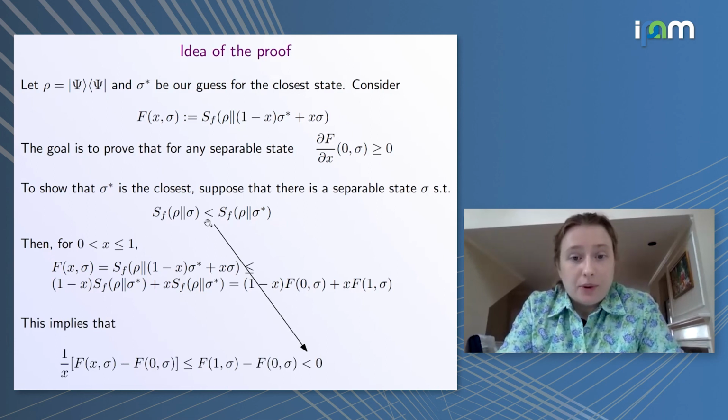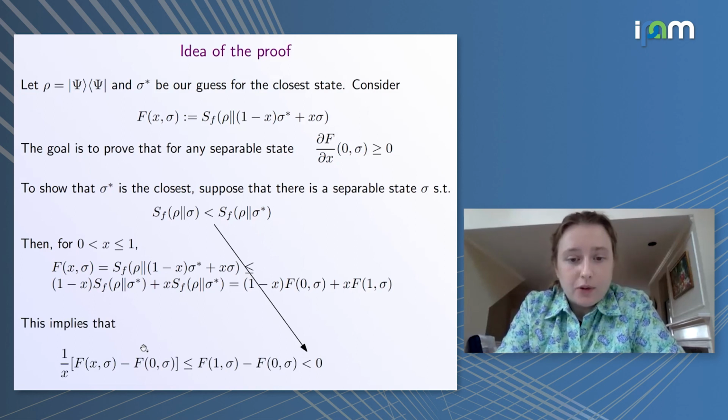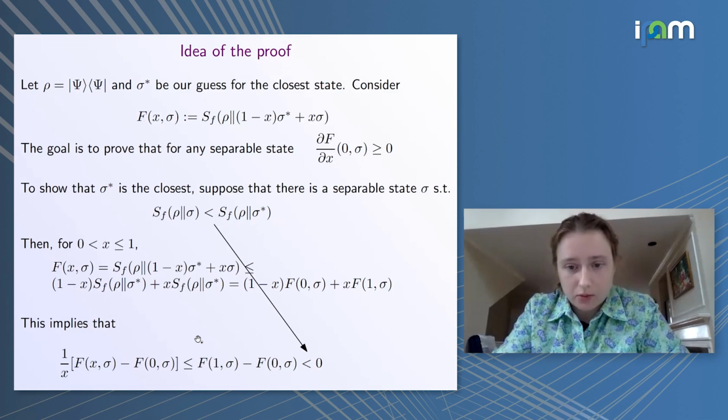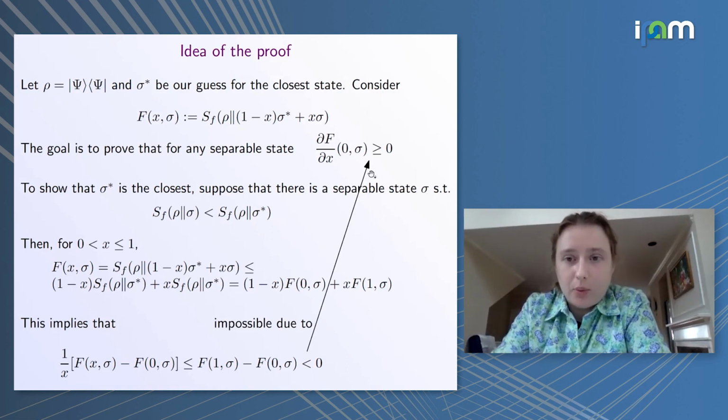And so what does that imply? This inequality would imply that if I calculate this difference, 1 over x between these two is less or equal than the difference between f1 sigma and f0 sigma. So this will be negative, which is not true because the derivative is non-negative. Okay, so the point is that this is enough to prove. If we prove that the derivative is non-negative, then we're done.